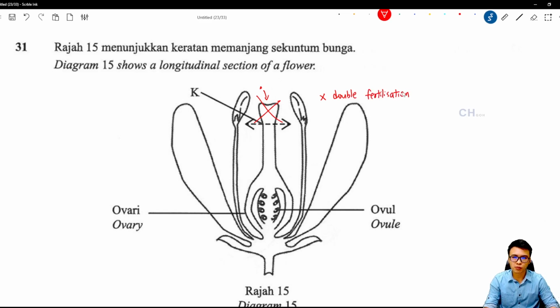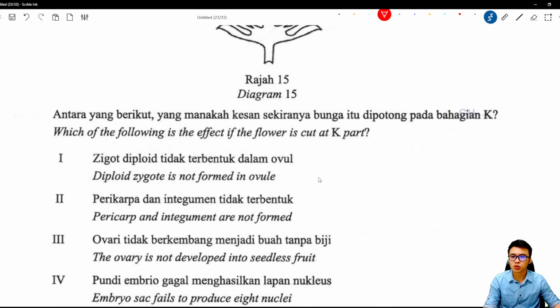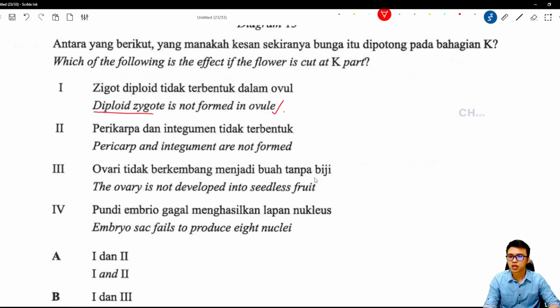If there is no double fertilization, something will not happen. For example, the diploid zygote is not formed in the ovule. Yes, okay, it's not formed. Pericarps and integuments are not formed. Yes, okay, because there is no double fertilization. The ovary is not developed into seedless fruit.